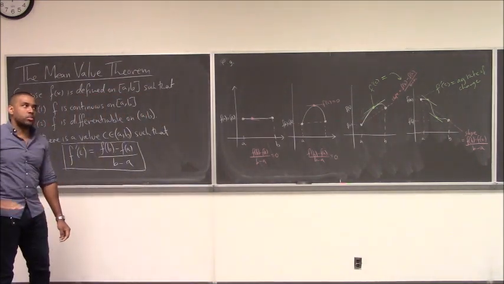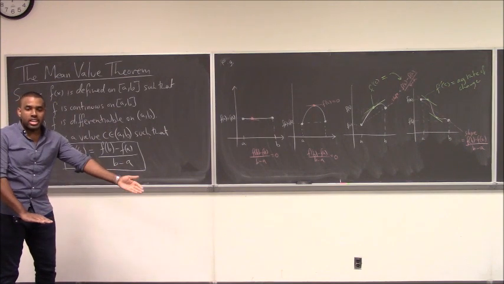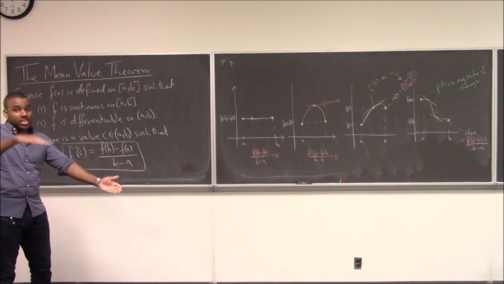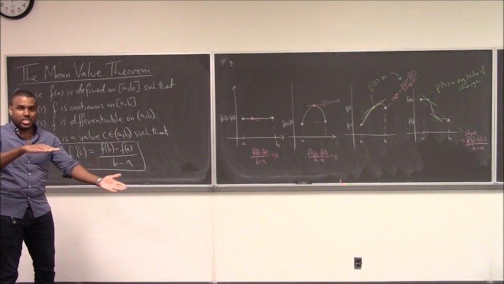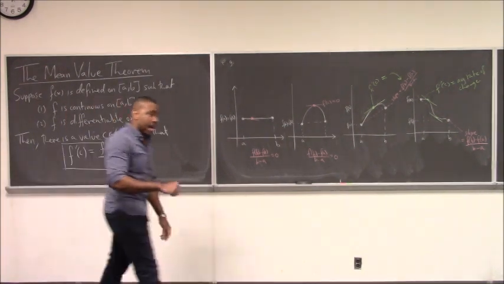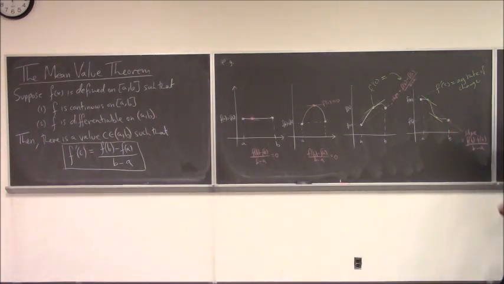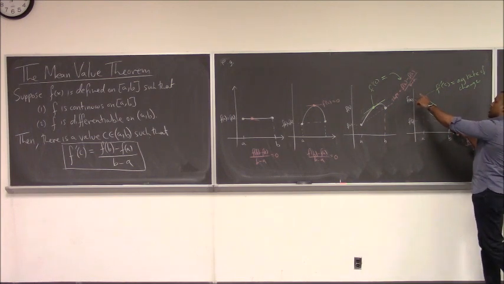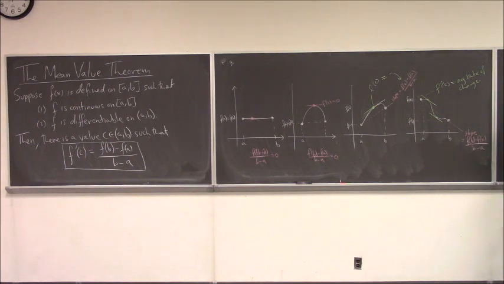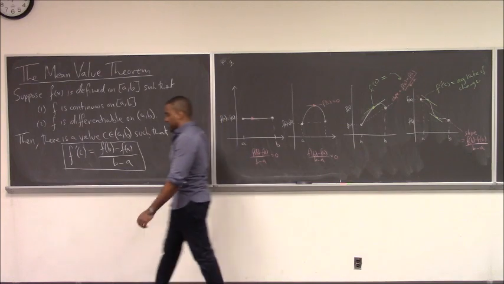If you're always driving slower than 80 miles an hour, you would have taken longer than an hour to get there. If you're always faster than 80 miles an hour, you take less than an hour to get there. There had to have been some point where you were in the middle, where you were at 80 miles an hour. Okay? So you might speed up or slow down, but ultimately there's always going to be a situation in the middle where the average rate of change is the same as the instantaneous rate of change. And that is the assertion of the mean value theorem.